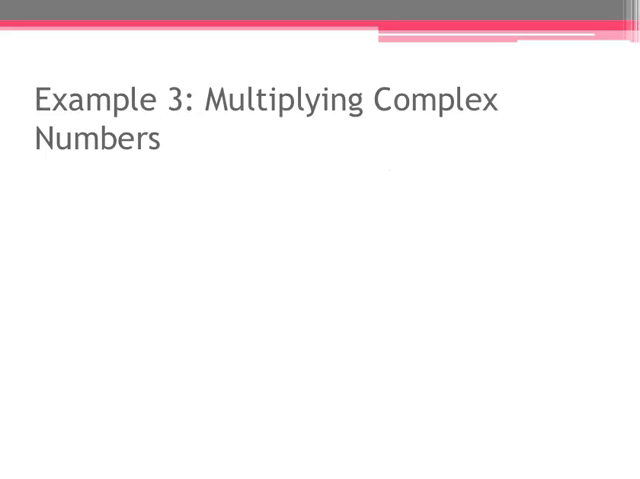So example 3, we have 8i times negative 3i. So multiply just like you would anything else, so this would be equal to negative 24i squared. Now we see an i squared in there. I'm going to change that to negative 1. And now I have to multiply again, so that becomes positive 24.